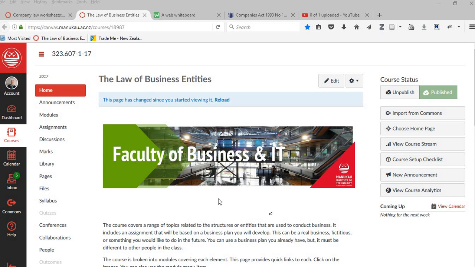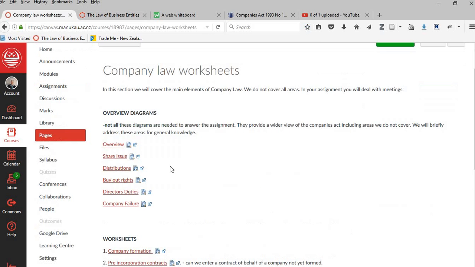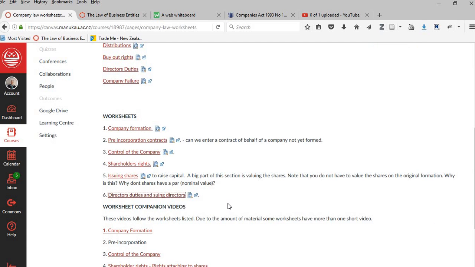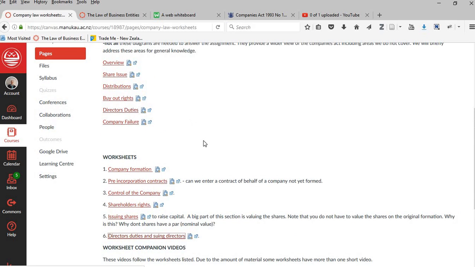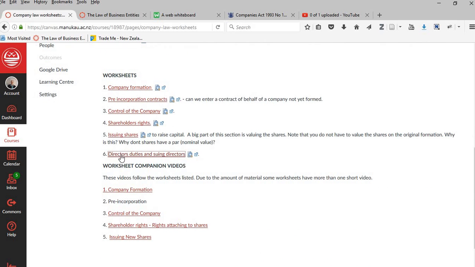Welcome back again. We're going to continue on with company law area. We've got one area left to cover, and that's directors' duties. So we have two diagrams here: directors' duties, and we have the worksheet on directors' duties and suing directors.